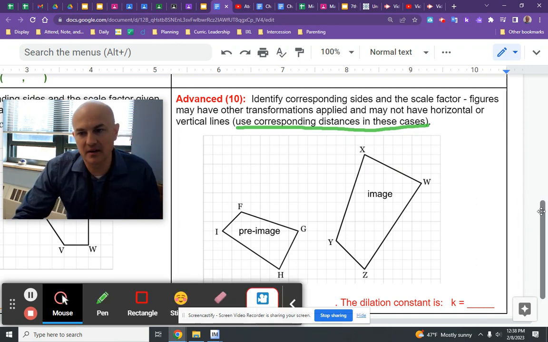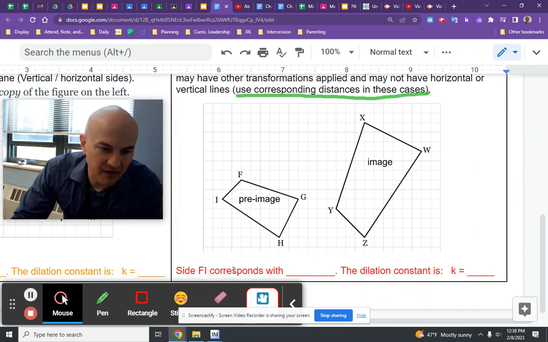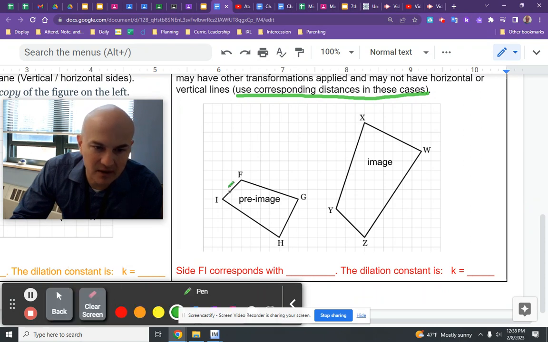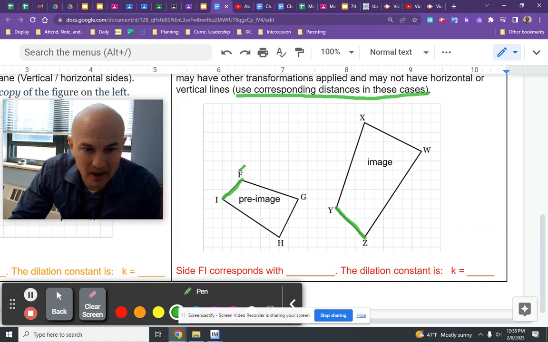It says, in this case, side FI corresponds with... So let's take a look at FI here. And you look over here, it looks like it's maybe rotated 90 degrees, and it looks like it's going to match up with this one here if I rotate it. I think it's going to be right here. So that's going to be the shortest side on this figure. So yeah, that would make sense. It corresponds with the shortest side over there. So FI goes this direction from sort of top to bottom here, so this is going to be called YZ. So that's step one.